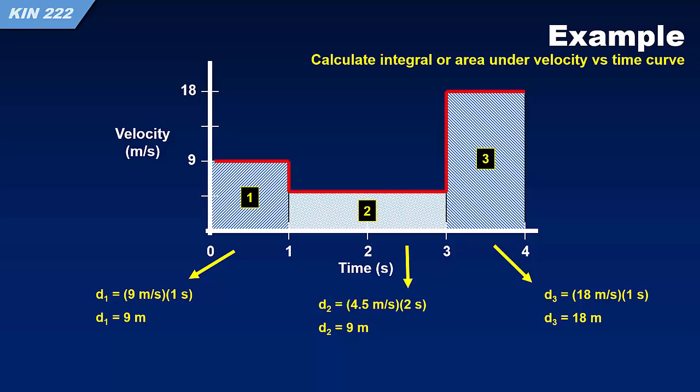So if we want to look at the total area, or in other words, the total displacement of the cyclist, we add up those 3 sections. So 9 plus 9 plus 18 gives us a total displacement of 36 meters, which we know from the previous slide is the correct answer.